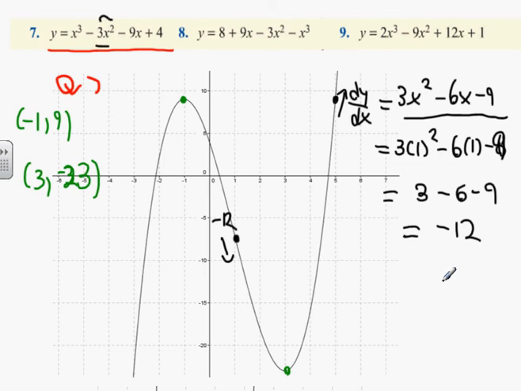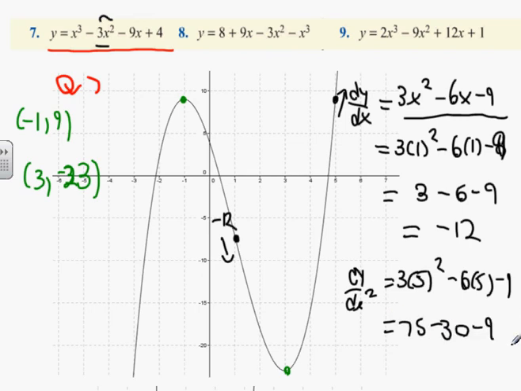If you were to substitute in 5, you're expecting a plus number. Let's find out if that's the case. 3 times 5 squared, 75, minus 6 times 5, minus 9. So it's going to be 75 minus 30 minus 9, and that will give you 75 minus 39, which is 36. So does that make sense? It's a slope of plus 36 at that point. Alright, let's stop there.